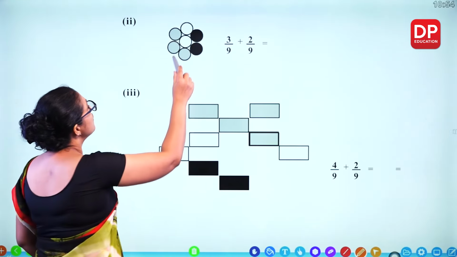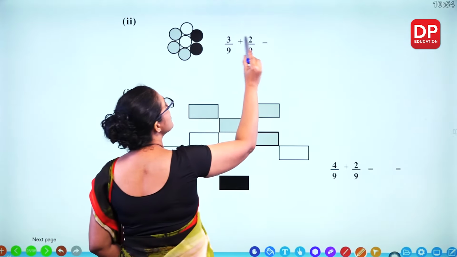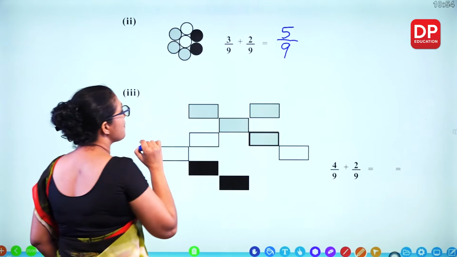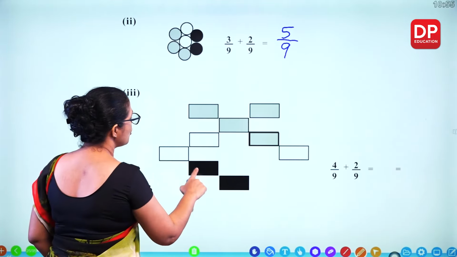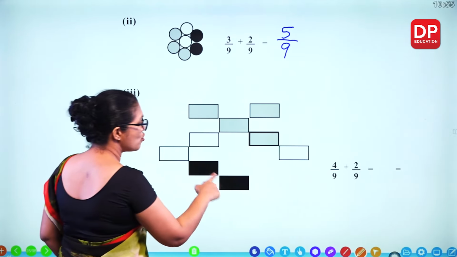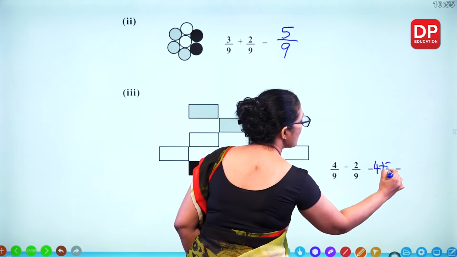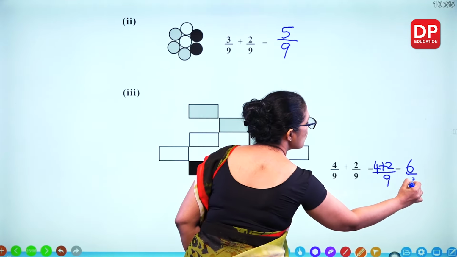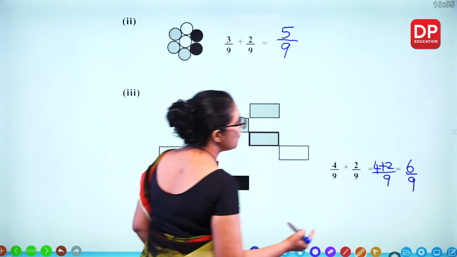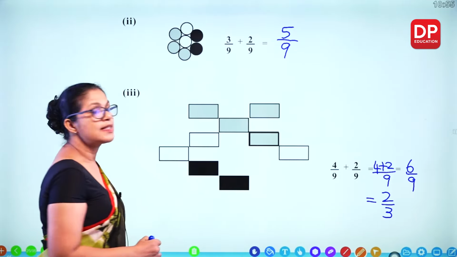So in this one, 3 shaded in ash color and 2 black. Altogether 9 parts. So what's the total number of parts? 3 plus 2, 5. 5 over 9. In this diagram, altogether 1, 2, 3, 4, 5, 6, 7, 8, 9 parts are there. 4 shaded in ash color and 2 shaded in black. So altogether 4 plus 2. You can add out of 9, that's 6 over 9. Now here you can simplify further. So 6 over 9 you can divide by 3, 2 over 3. That's the simplest form.